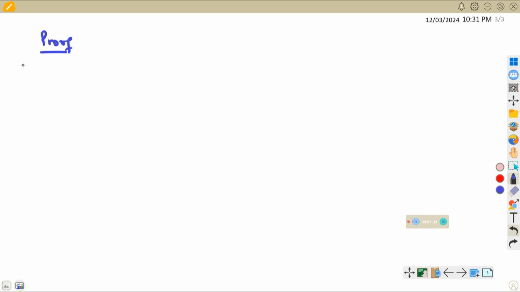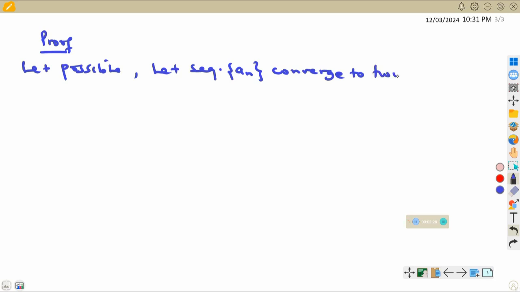Let, if possible, the sequence an converge to two distinct real numbers, say L and L dash. These are two distinct real numbers.